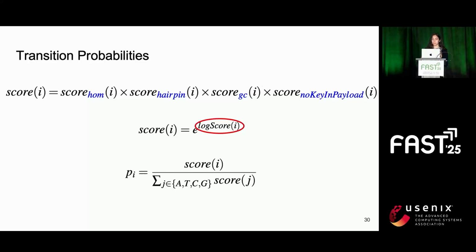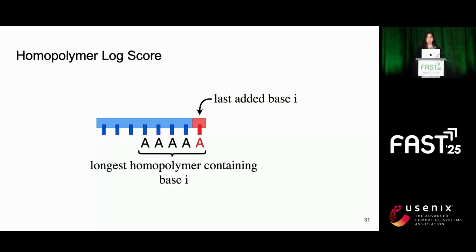So in order for you to have a better understanding of what these scores look like, I will just take you through the score for homopolymer. So for the homopolymer log score, we will already have our current sequence, which is in blue here, and now we're trying to give a log score to adding a base to it, in this case, the base A. So what should be the log score?